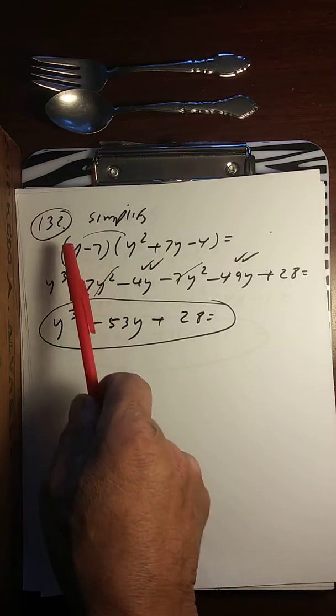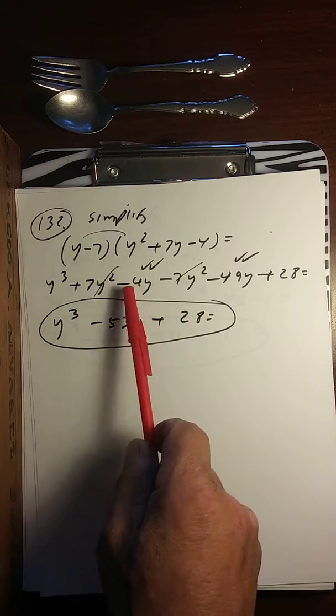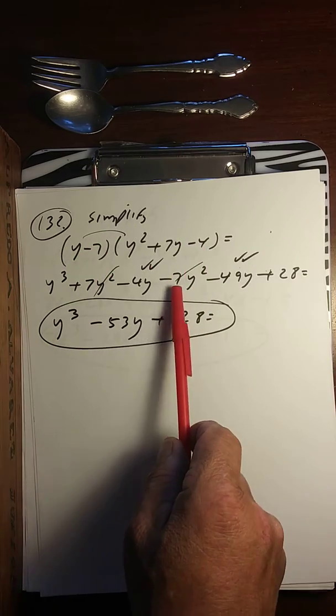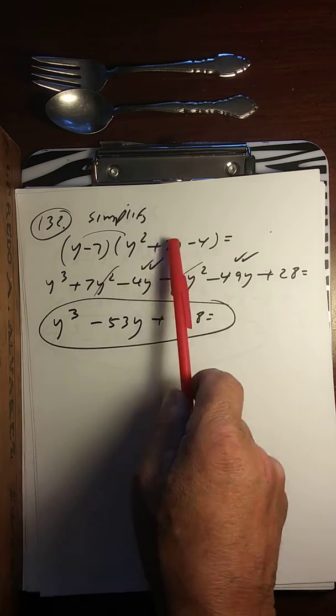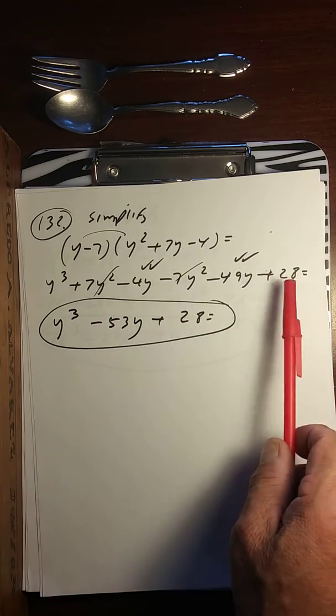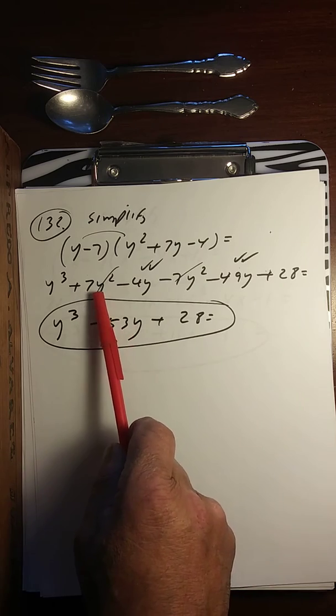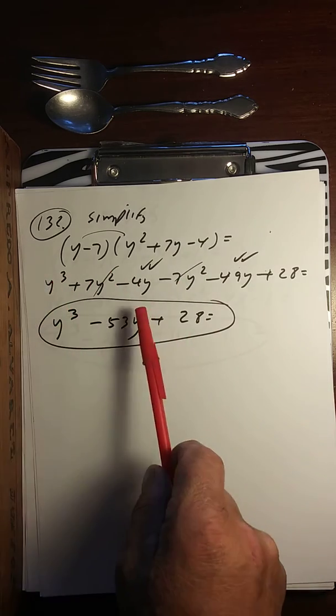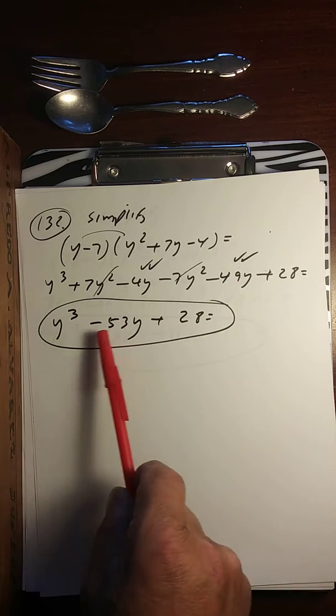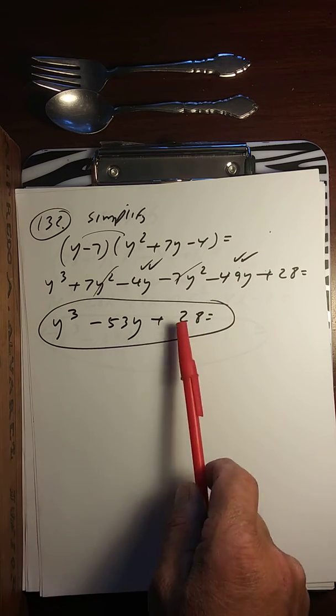Multiply these, 2 by 3. Y times that, y cubed, y times that, 7y squared, y times that one, negative 4y. That times that, negative 7y squared, that times that, negative 49y, that one times that one is plus 28. 7y squared and negative 7y squared are gone, so we have left y cubed, and we have negative 4 and that one, so it is going to be y cubed minus 53y plus 28.